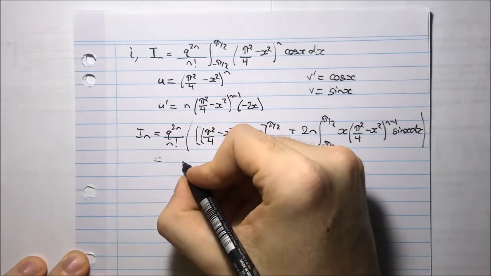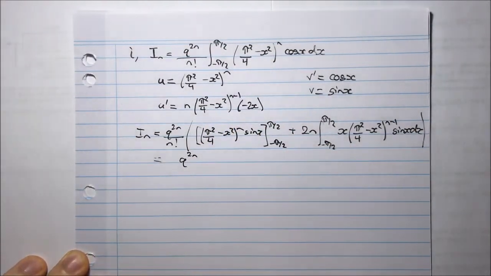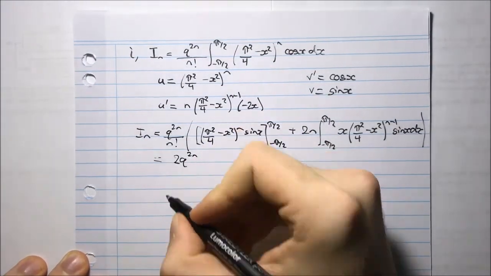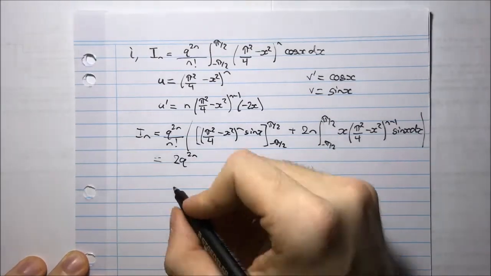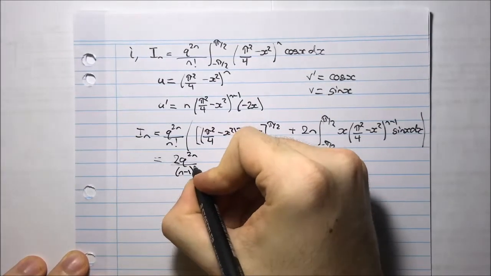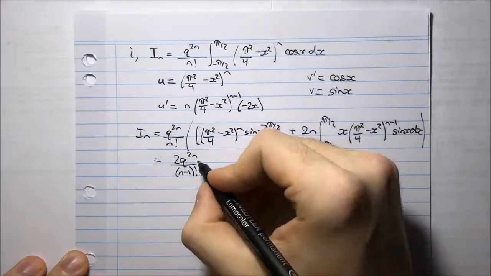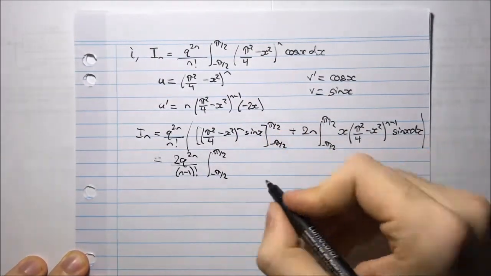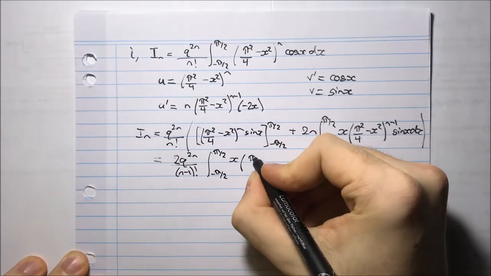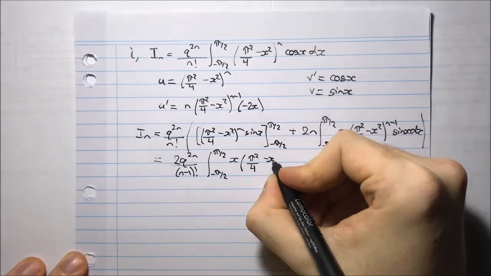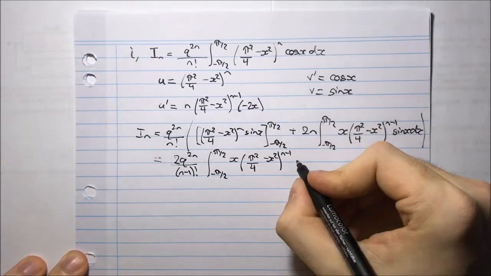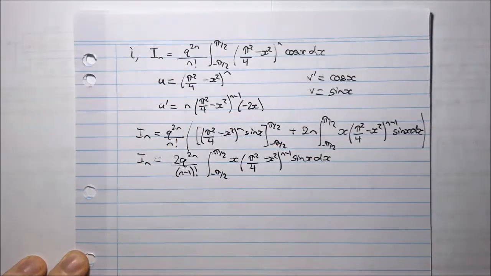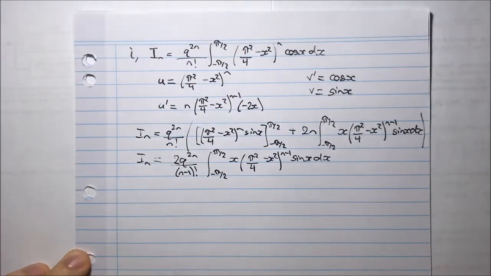And what do I have? I have q to the power 2n times 2n divided by n factorial. So times 2 is fine. Now n divided by n factorial will give me n minus 1 factorial in the denominator. And then I have my integral of x pi squared on 4 minus x squared to the power n minus 1 sin x dx. And that's equal to I_n. And there I have used integration by parts for the first time.